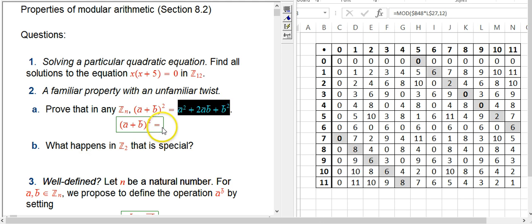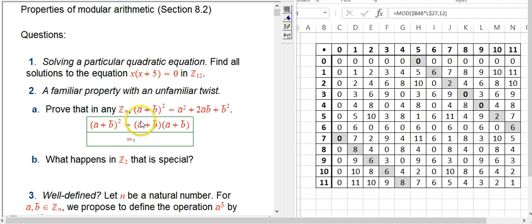Well, we're going to see that that is true because it follows just from the fundamental properties that Z mod n, modular arithmetic, shares in common with ordinary real number arithmetic, and that's the properties of being a ring, which is the list of properties in our book that's on page 318. Okay, so what's the definition of (a + b) squared? It's just a plus b times itself.